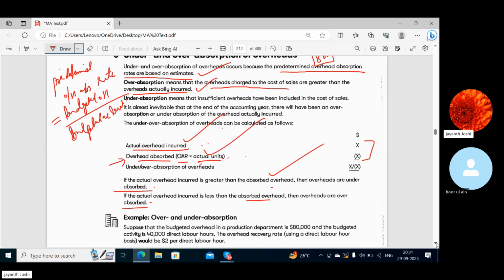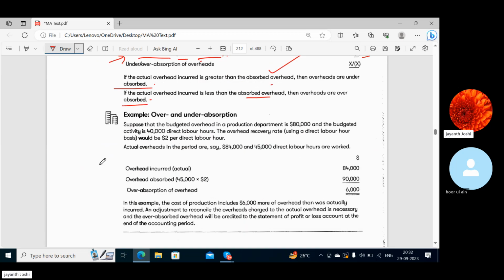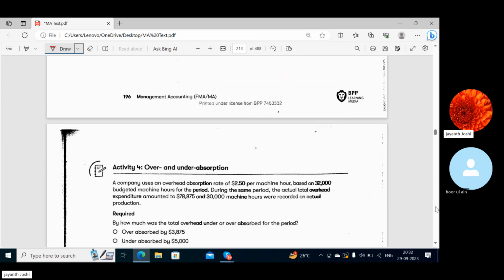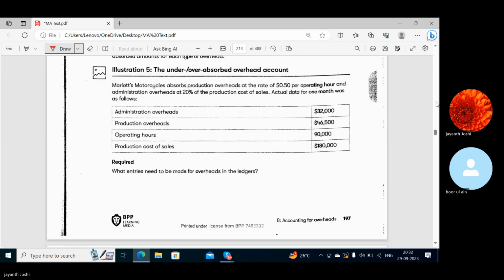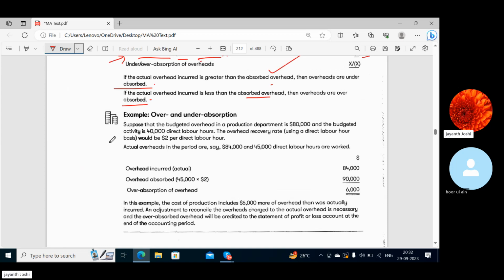So there is a question here. I want you to solve this simply. You can understand this. The example is very clear, and then we will perform the activity. Suppose that the budgeted overhead in a production department is 80,000. This is what you budgeted, right? And the budgeted activity is 40,000 labor hours. So 80,000 divided by 40,000, what you will be getting? $2. This is the overhead absorption rate.